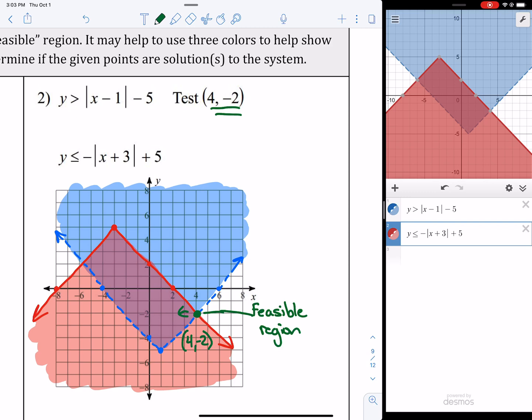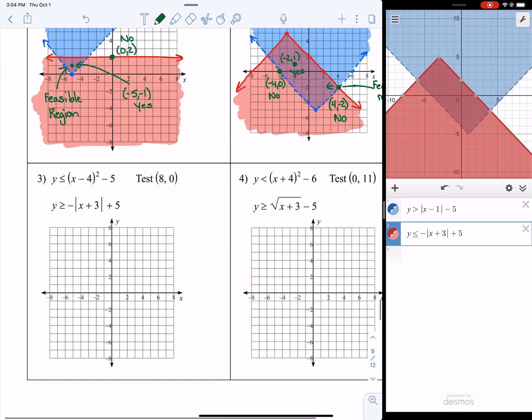But if you see how the red line is solid and the blue line is dashed, so this is actually a no because they have to both be solid to include that point on the edge of the feasible region. So if we were to test another value like, let's say -2, 1, that one's definitely included. So we would say yes. But if they ask you about -4, 0, just as another example, that would be a no because it sits on that dashed line. And anything on the dashed border would be a no.